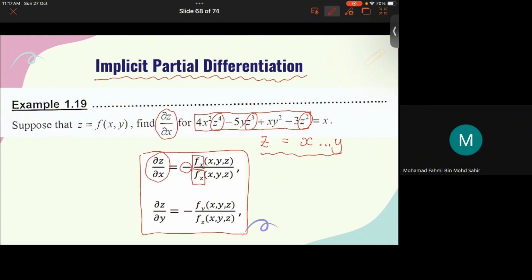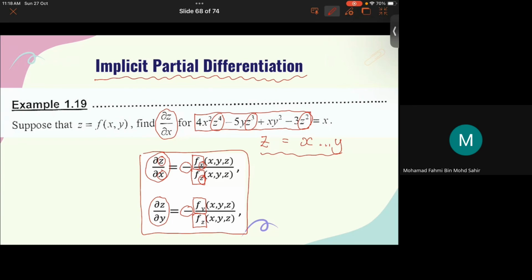So the same concept is applied when you want to find del z, del y. You differentiate the function with respect to y, and divide by the differentiation with respect to z. And in front you also have a negative. Don't miss the negative. You actually don't need to memorize, because when here is z, here is also z. When here is x, here is also x. So this is how you arrange these implicit partial differentiations.